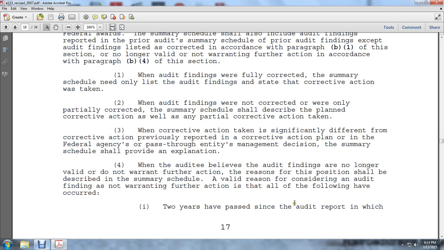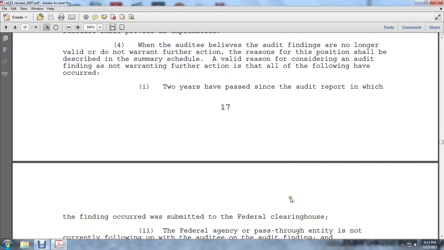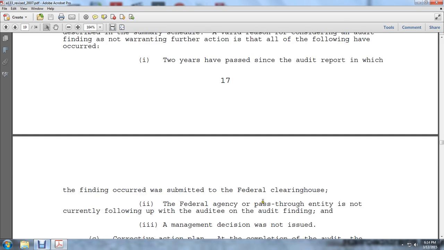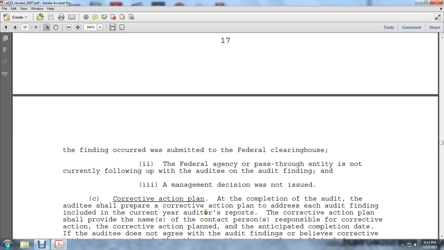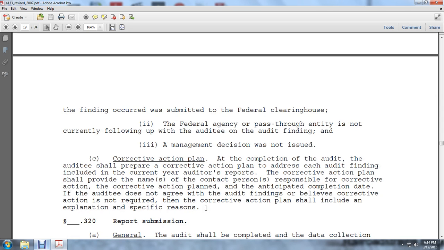Two years have passed since the audit report in which the finding occurred was submitted to the Federal Clearinghouse. The federal agency or pass-through entity is not currently following up with the auditee on the audit finding. A management decision was not issued. Corrective action plan. At the completion of the audit, the auditee shall prepare a corrective action plan to address each of the audit findings, including those in the current year auditor's reports.